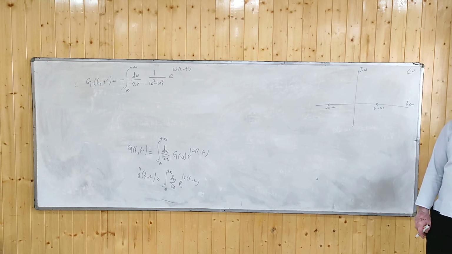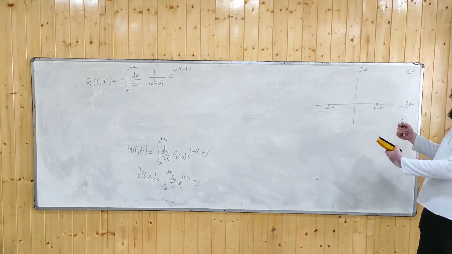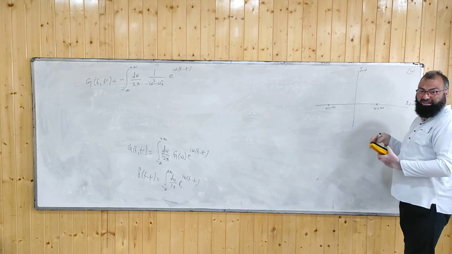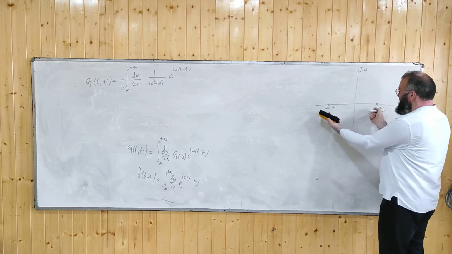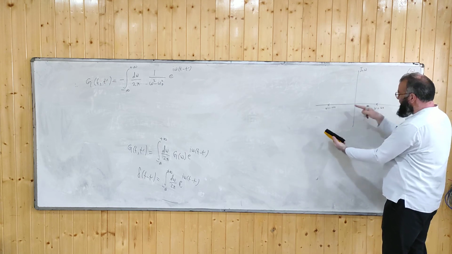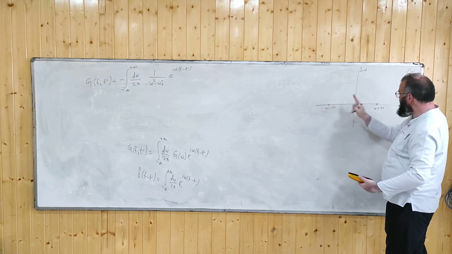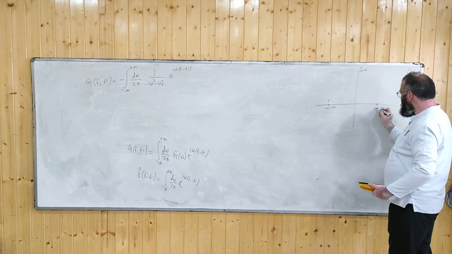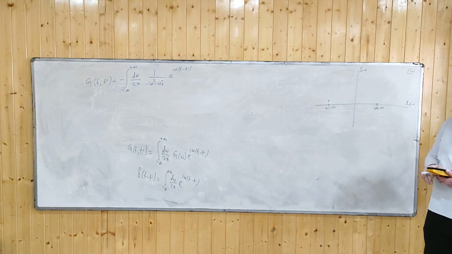How to do? You shift the poles. Either you shift both the poles to the up plane or pull them to the down plane, or you can rotate it this way. You shift this up, and you shift this down, by an infinitesimal amount. Okay, so this is the way we do this kind of integration.